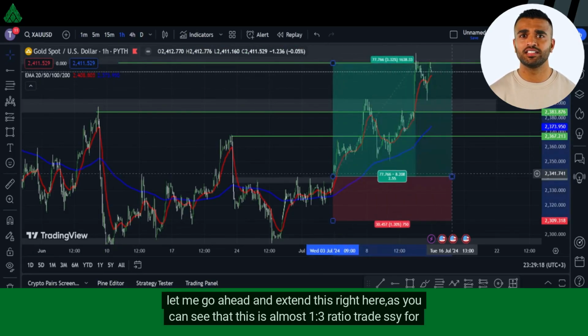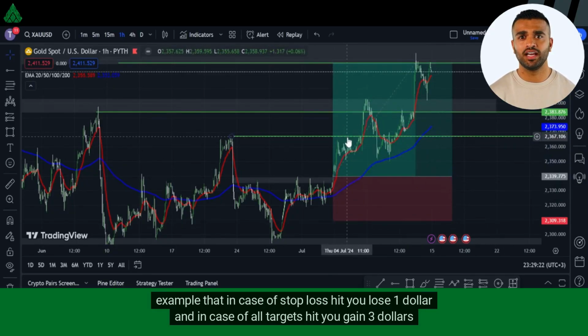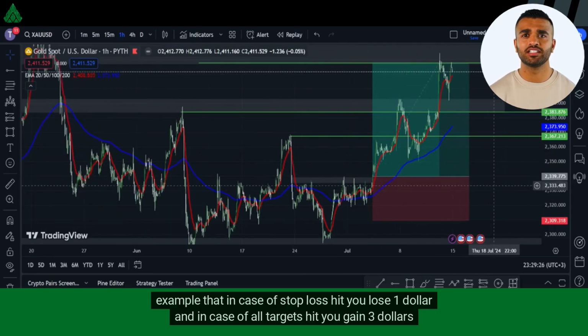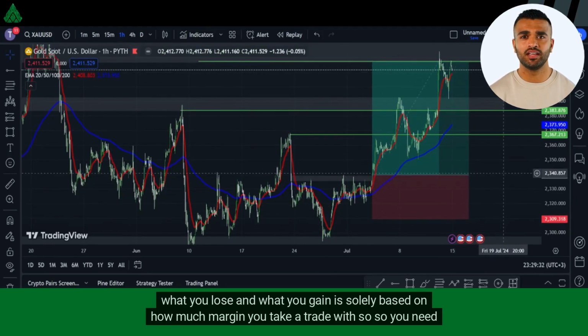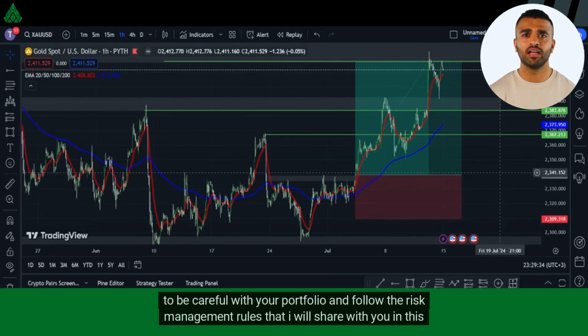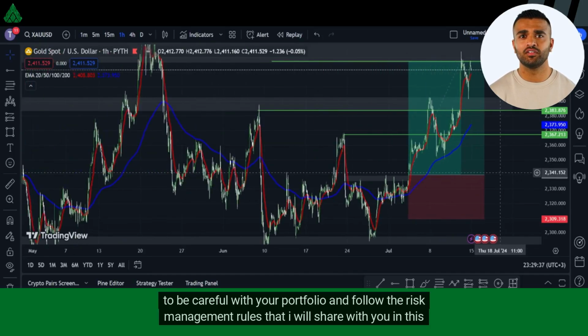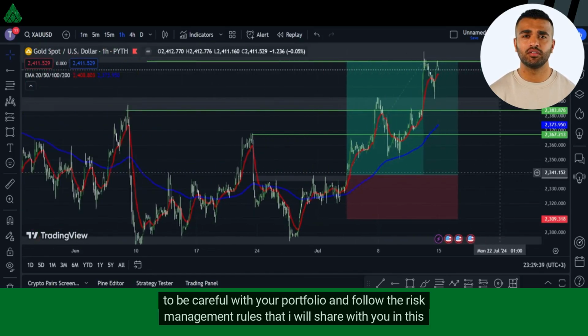As you can see, this is almost a 1:3 ratio trade. Say, for example, that in case of stop loss hit you lose $1, and in case of all targets hit you gain $3. What you lose and what you gain is solely based on how much margin you take a trade with. So you need to be careful with your portfolio and follow the risk management rules that I will share with you in this course.